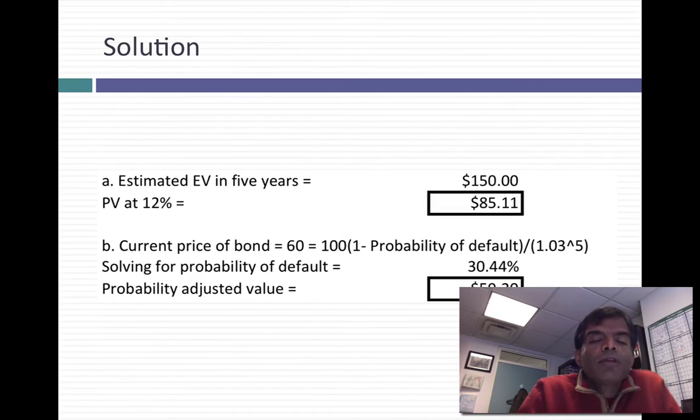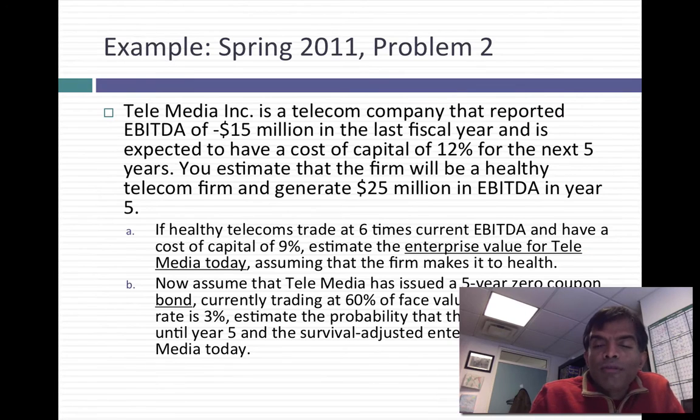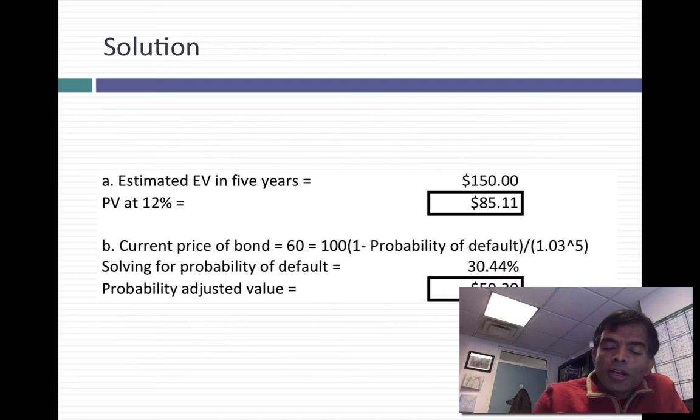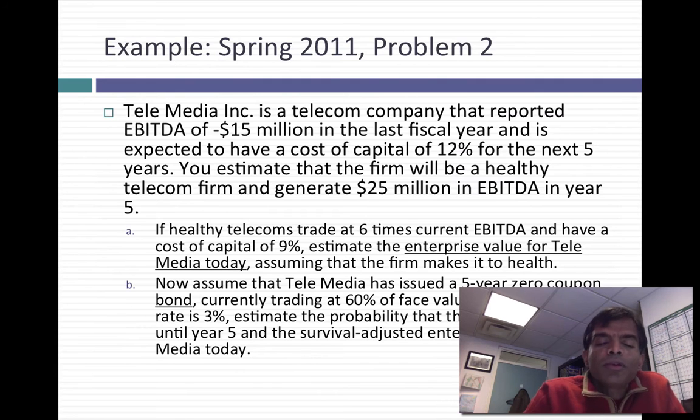So let me do that part first. The estimated enterprise value in 5 years is going to be the 25 million times 6, 150 million. Now there are 2 different costs of capital floating around. The 9% is for healthy companies, the 12% is for my distressed company. I've got to live through 5 years of distress to get to health. So basically I'm going to discount the 150 back, 5 years at 12%, which gives me 85.11 million as my value today.